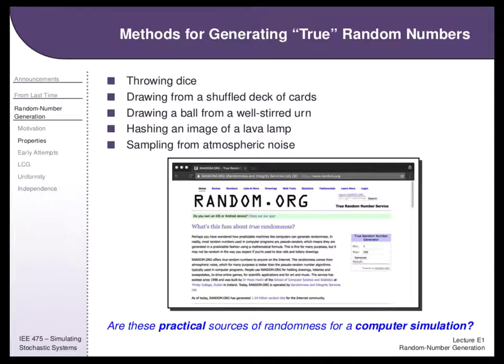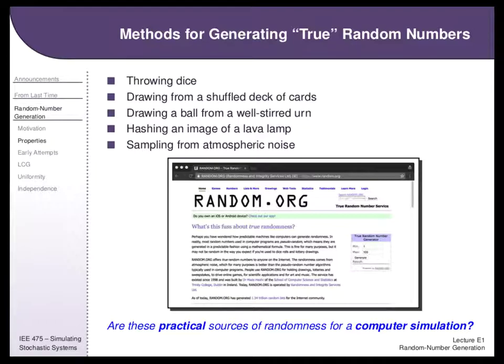Sampling from atmospheric noise. If you go to random.org, and that's a common place people go, those of us who do experiments in the lab, if we need to randomize the order of things, we often just go to random.org. It samples from atmospheric noise. And something really good: high-performance workstation computers actually have circuits inside them where they sample from the heat of the computer, and that's where they get their source of entropy.